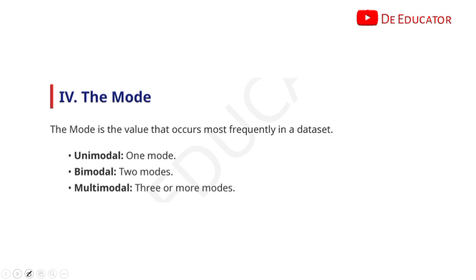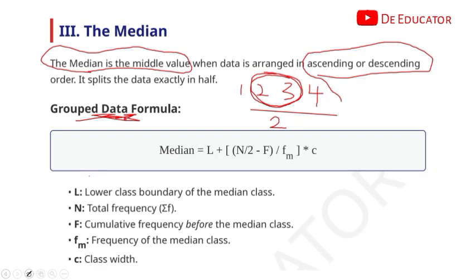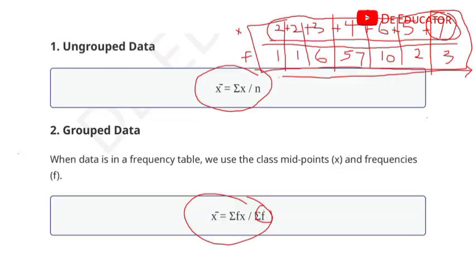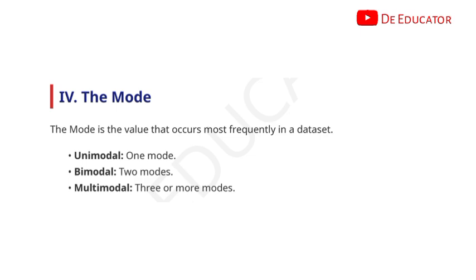The mode is the value that occurs most frequently in the data set. Let me go back to my frequency table, this table here. If they ask you what is the mode of this table, it is definitely 6, because 6 has the highest frequency, which is 10. So anything that has the highest frequency is the mode. But sometimes we have 2 modes, 3 modes, and so on.